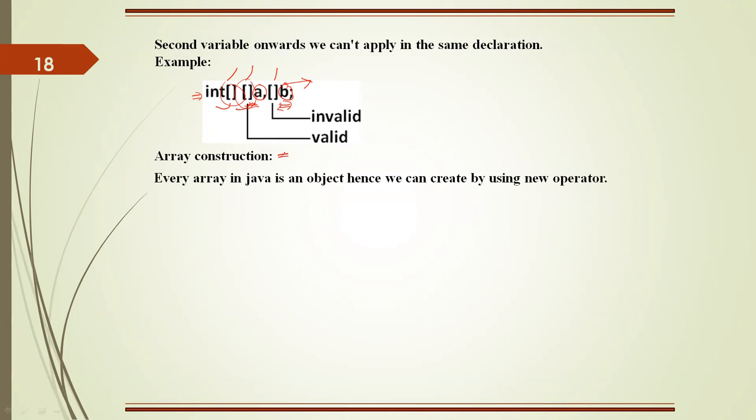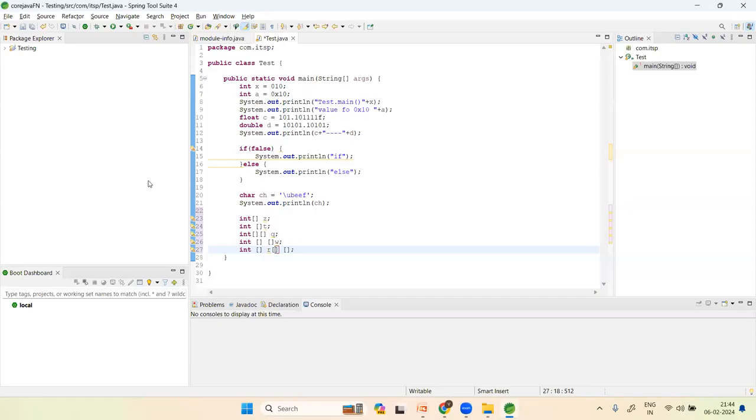Array construction. Every array in Java is an object. Hence, we can create it by using the new keyword. In other languages we may not use the new keyword to create an object, but in Java, array is an object. So by using the new keyword, we can create the object like this. I can show the example.